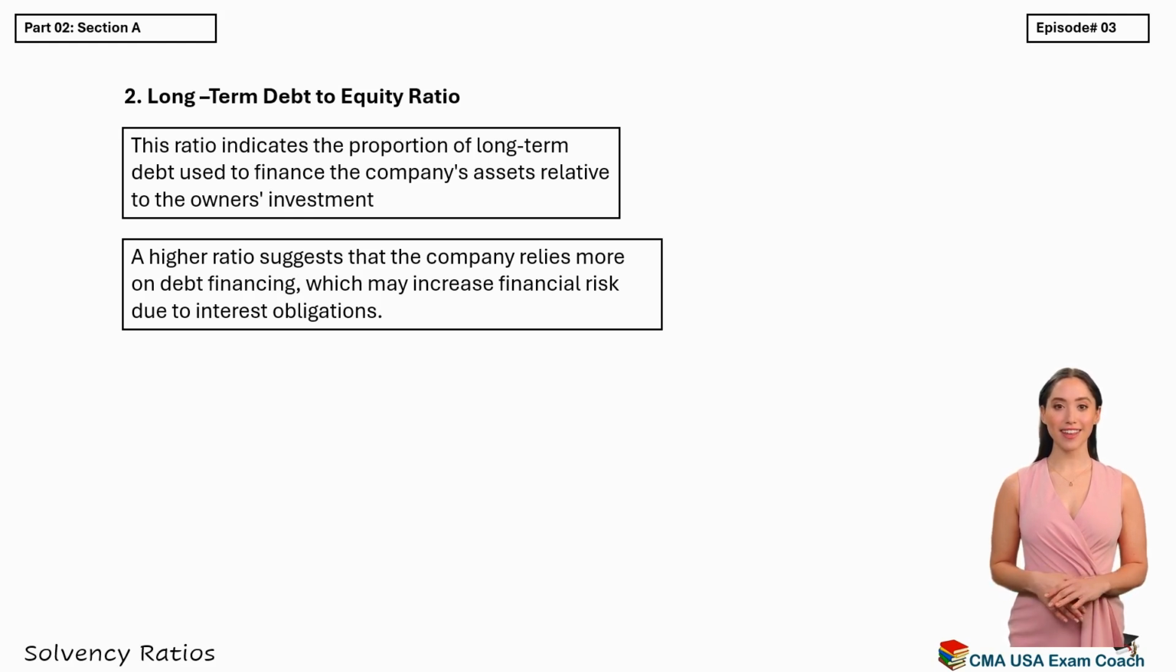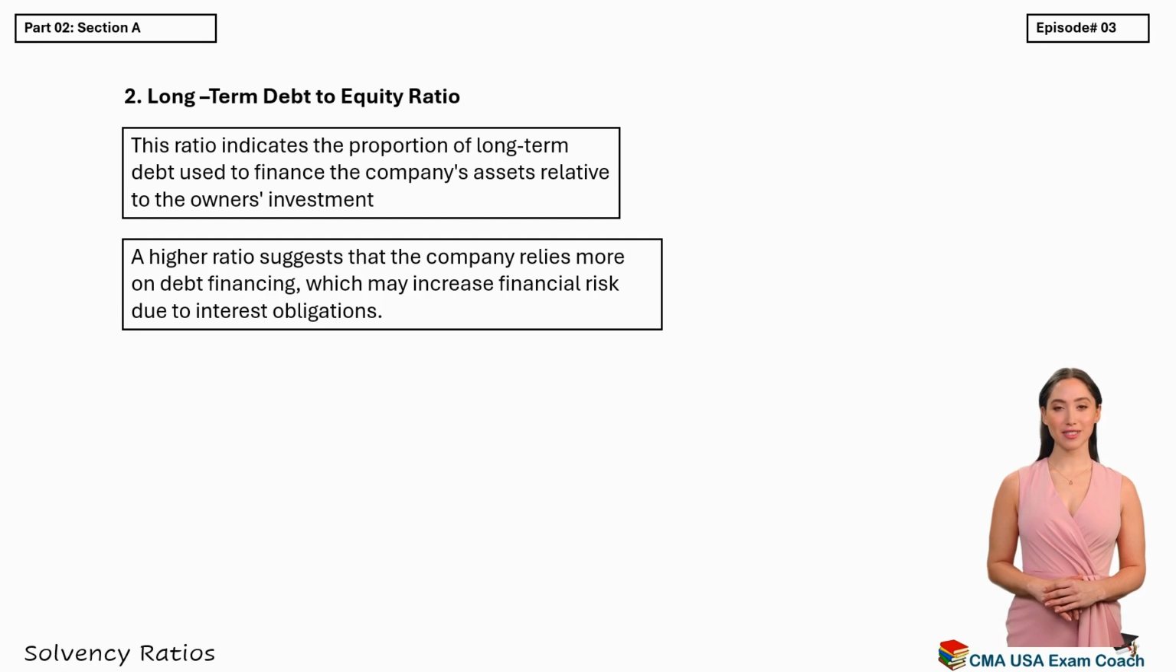While debt can be useful for expansion, excessive long-term debt may put pressure on the company's cash flow. On the other hand, a lower ratio indicates that the company is less dependent on long-term debt and is using more of its own equity for funding. This is generally seen as a sign of financial stability, though it may also mean the company is missing out on growth opportunities through leveraged financing.